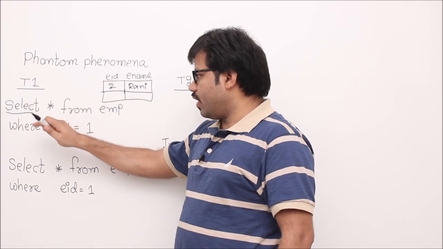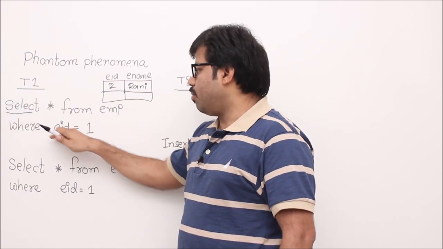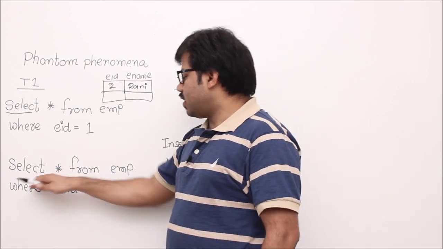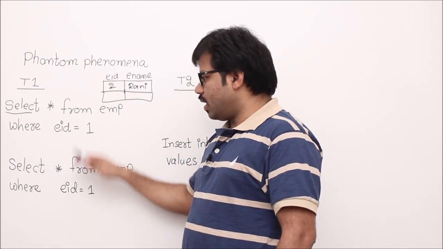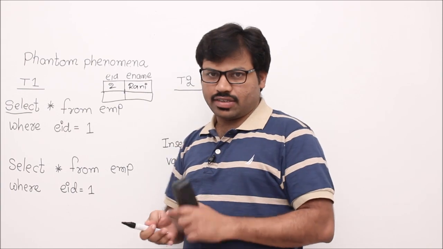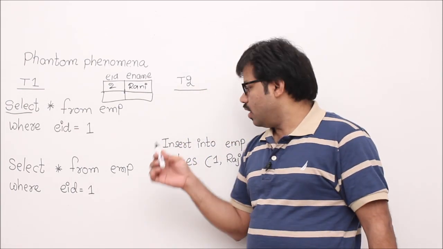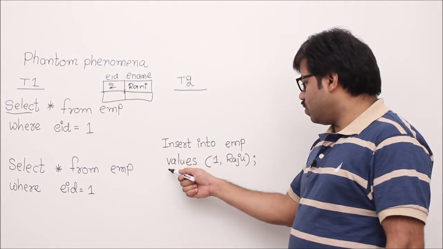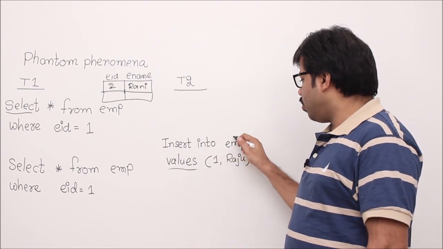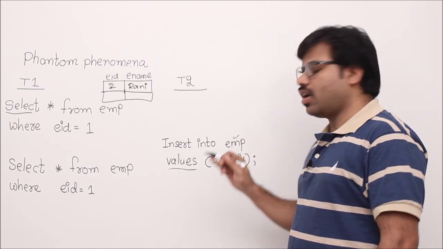In that we are writing a query, select star from EMP where employee ID equal to 1, and select star from EMP where employee ID equal to 1. Same query is executed 2 times in one transaction. Second transaction is this one, insert into employee values 1 comma Raju. In employee table you are adding one tuple called 1 comma Raju.